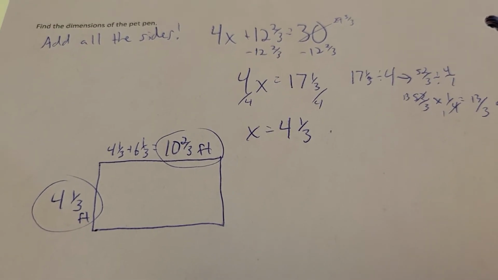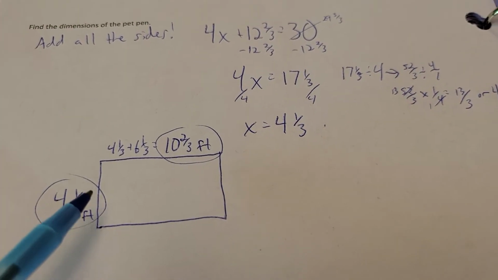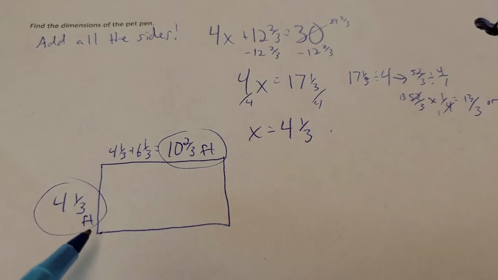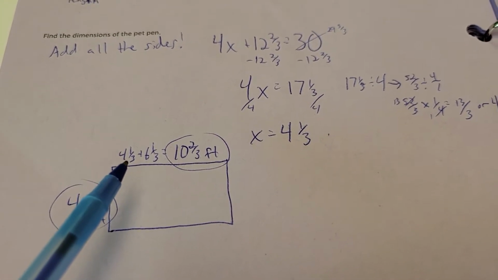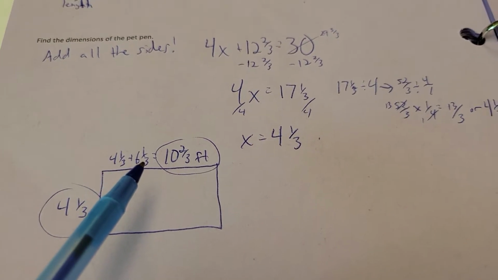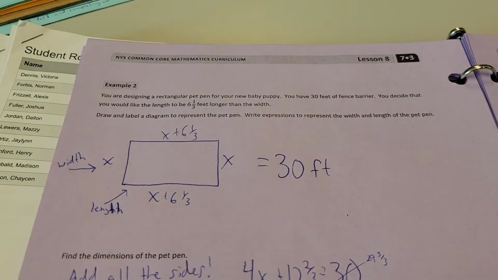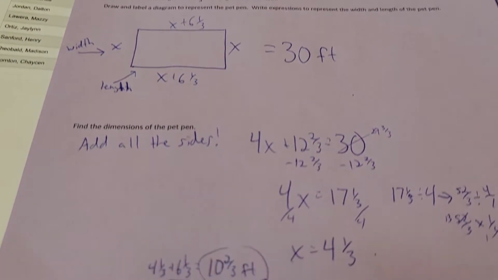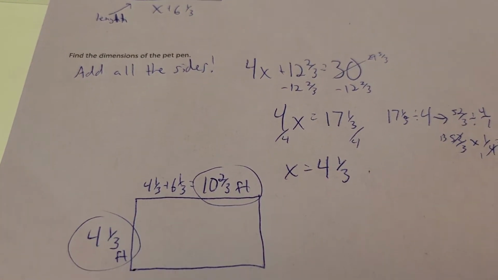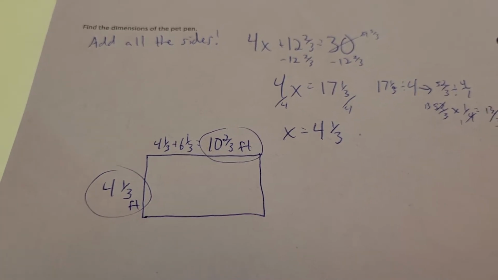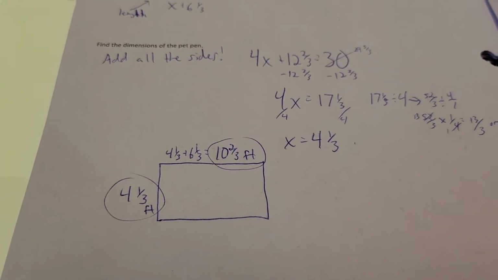So now, if that's the case, my width, my X, is 4 1/3. The length is 6 1/3 feet longer than that, so I have to take my width and add 6 1/3 feet. Remember back up here, whatever the X was, I had to add 6 1/3. Now I can do that. 1/3 and 1/3 makes 2/3. 4 and 6 makes 10. So 10 2/3 feet. All right, next up.